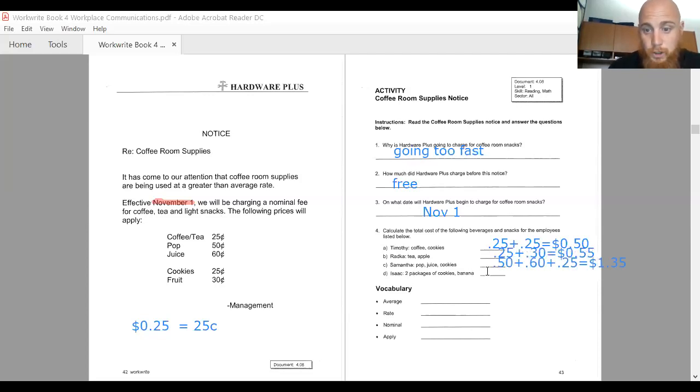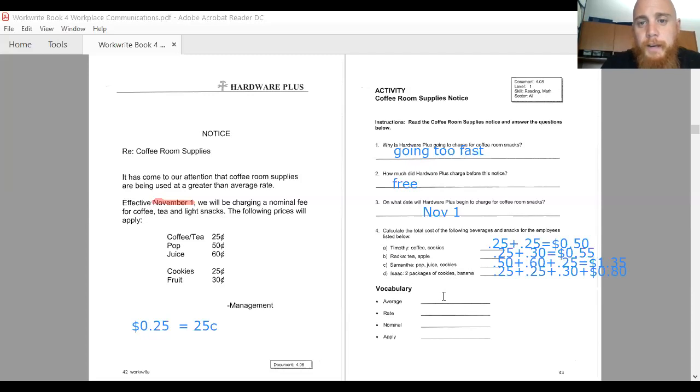Then Isaac had 2 packages of cookies and a banana. So 2 packages of cookies, we're going to do it one at a time. So 0.25 plus 0.25. And a banana is, of course, not listed there. It's under fruit. So I think this is 80 cents.